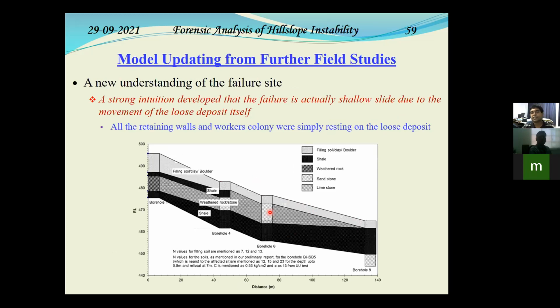So a new understanding of the failure site came into the picture, and we had a strong intuition that whatever failure we are seeing is not really a deep-seated failure, but rather a very shallow surface failure on the fill itself. Since all the buildings and infrastructure are on the fill, they are obviously bound to move if the fill starts to move, because none of their foundations are penetrating the fill layer and going beneath.